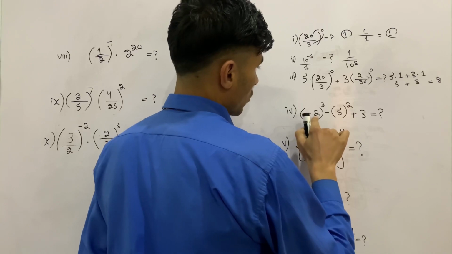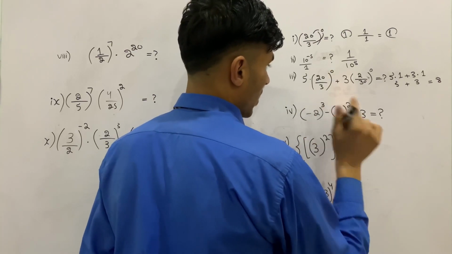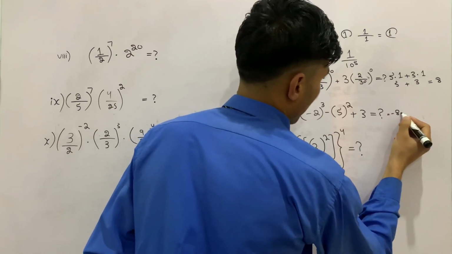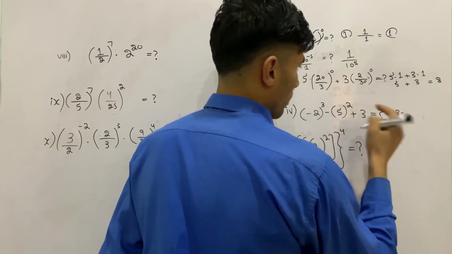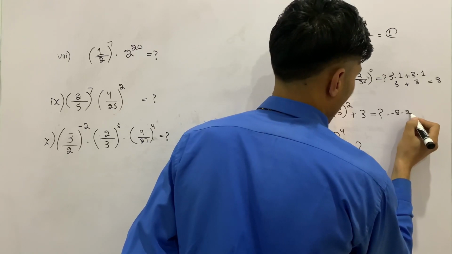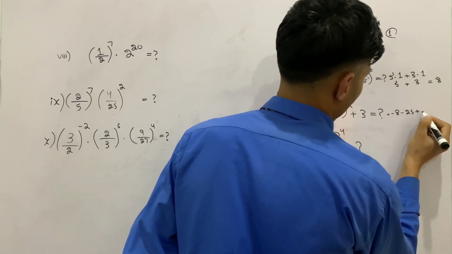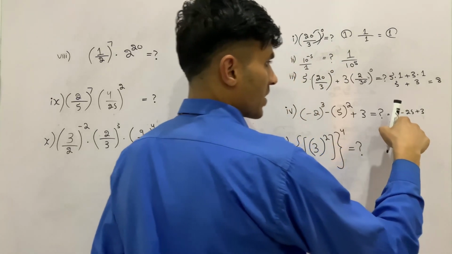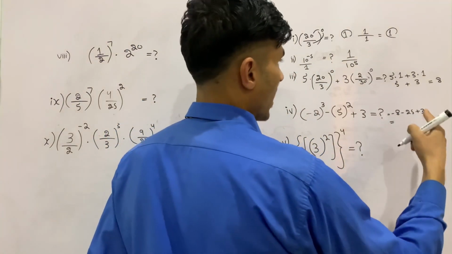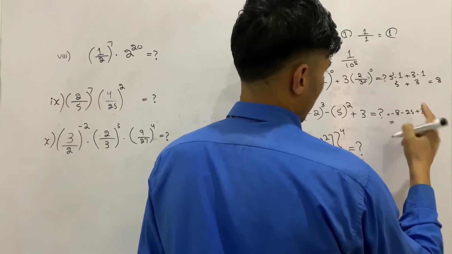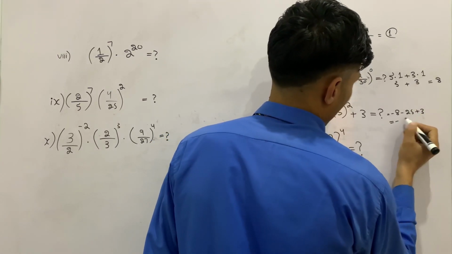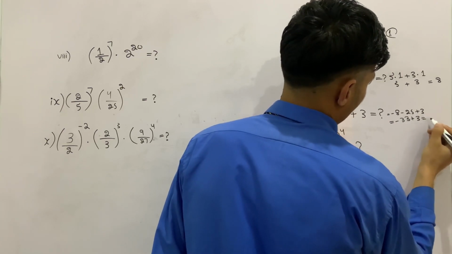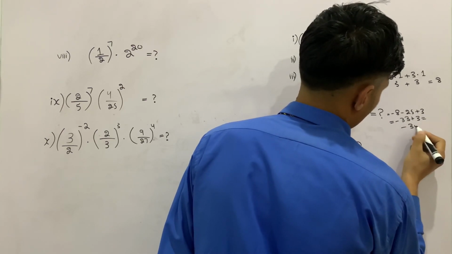So negative 2 to the power 3 becomes negative 8. Negative 8 minus 5 to the power 2 becomes minus 25, plus 3. Minus 8 and minus 25, we have to add up the same terms. It becomes minus 33 plus 3 equals minus 30.